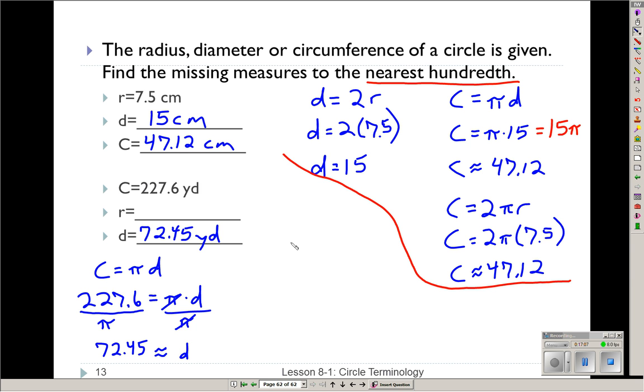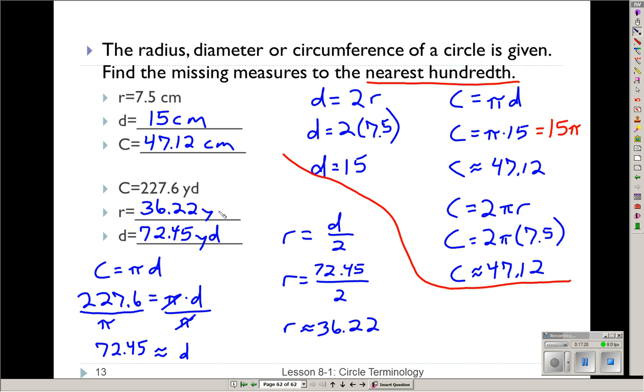If you're looking for the radius, it's the diameter divided by 2. Substitute in 72.45 for d and divide by 2, and that's about 36.22. So use the formulas to substitute in the piece you know and solve for the piece you don't know. And that'll do it.